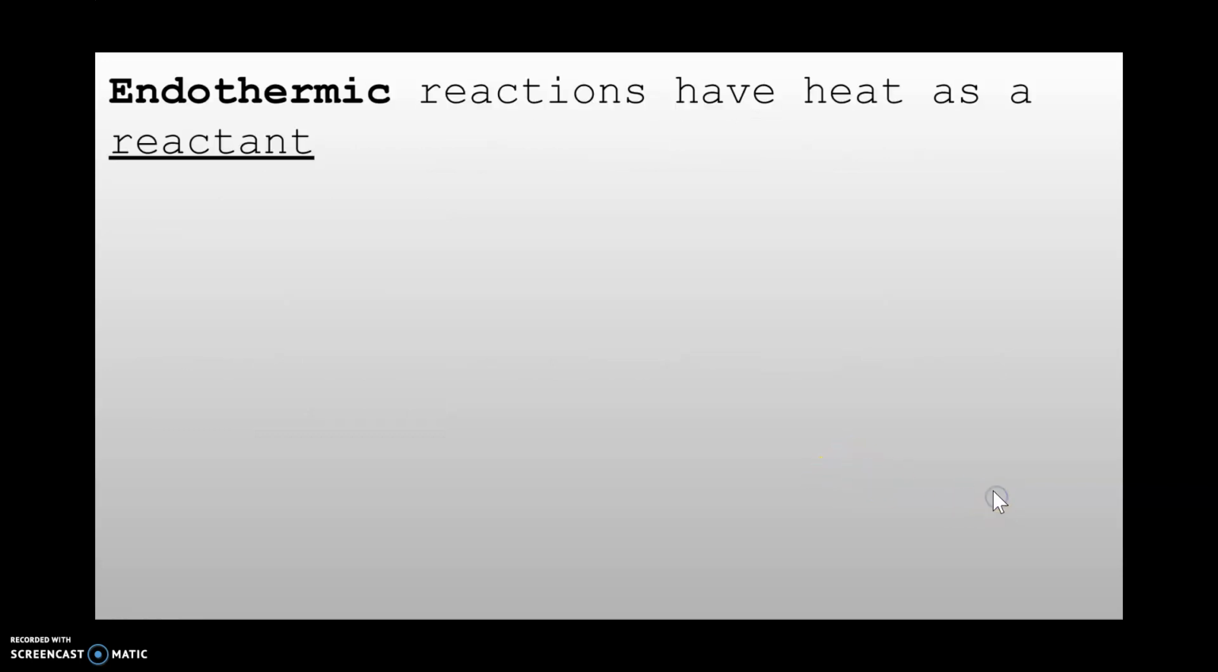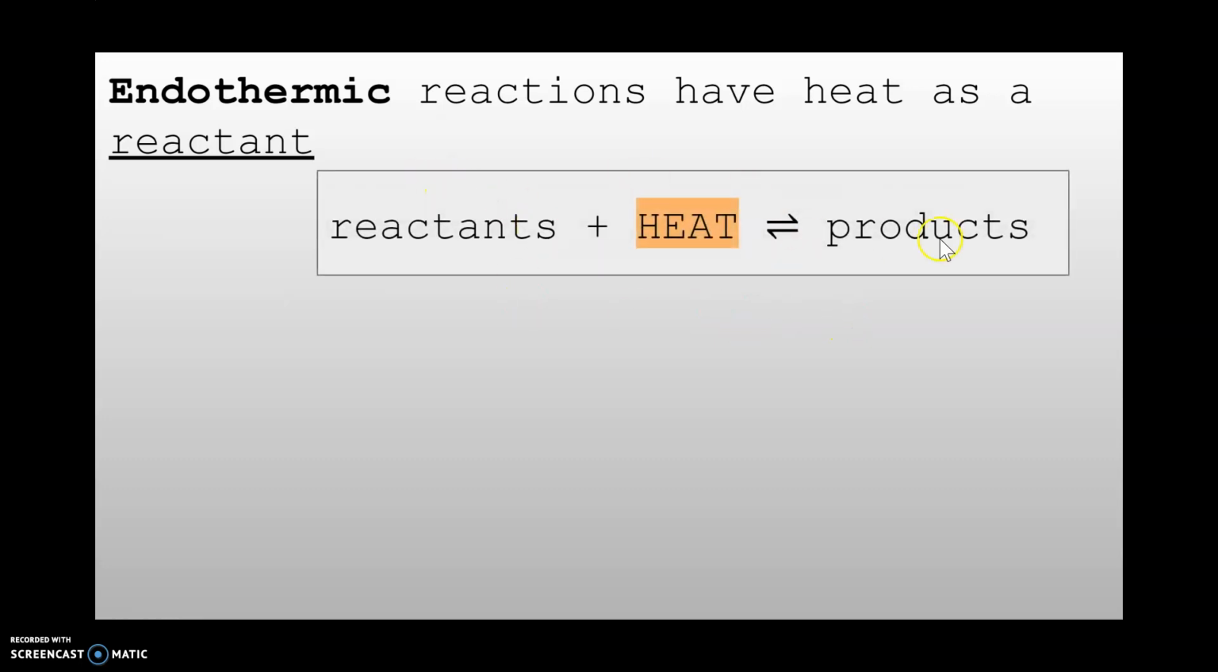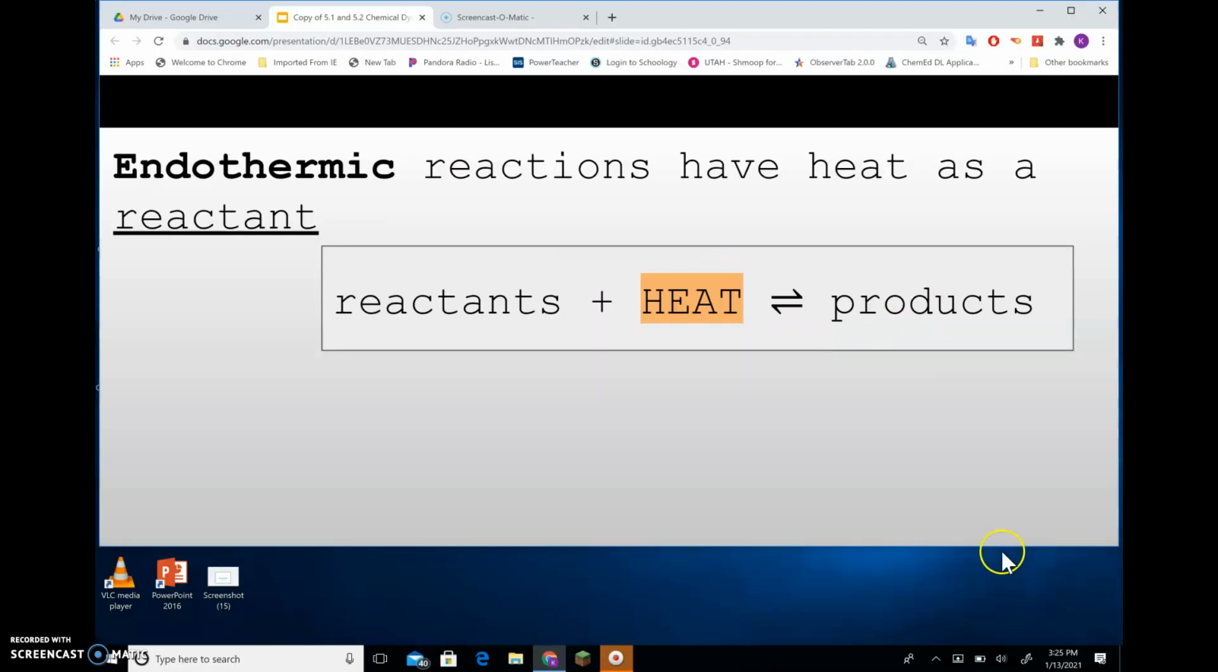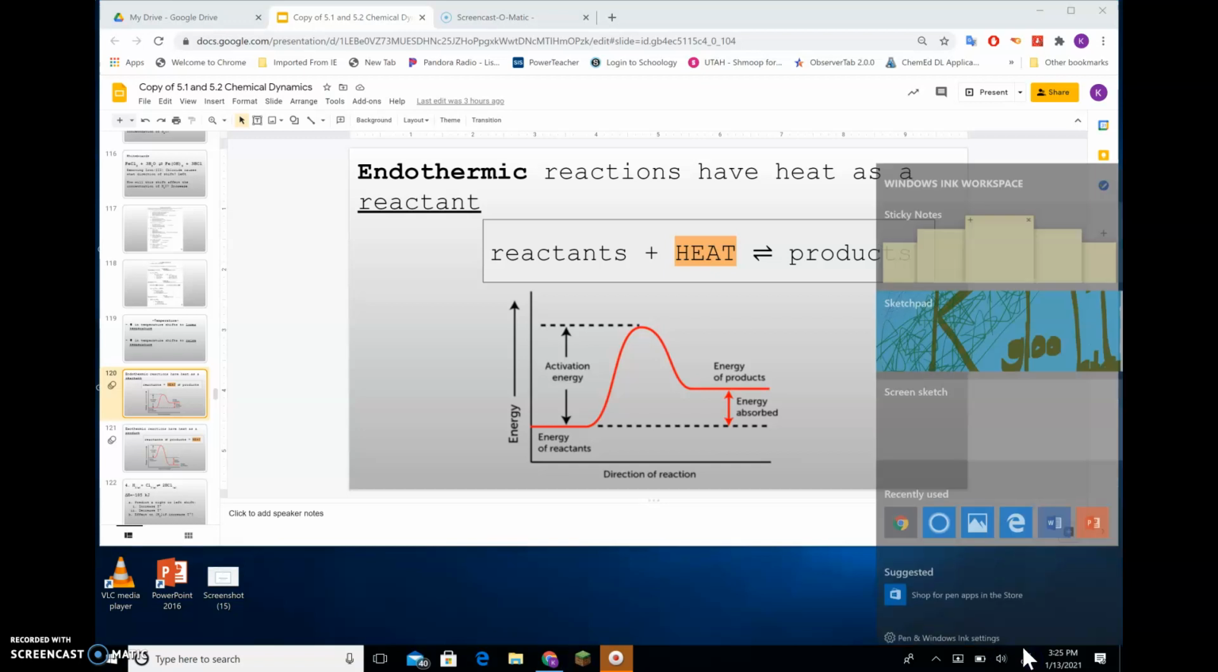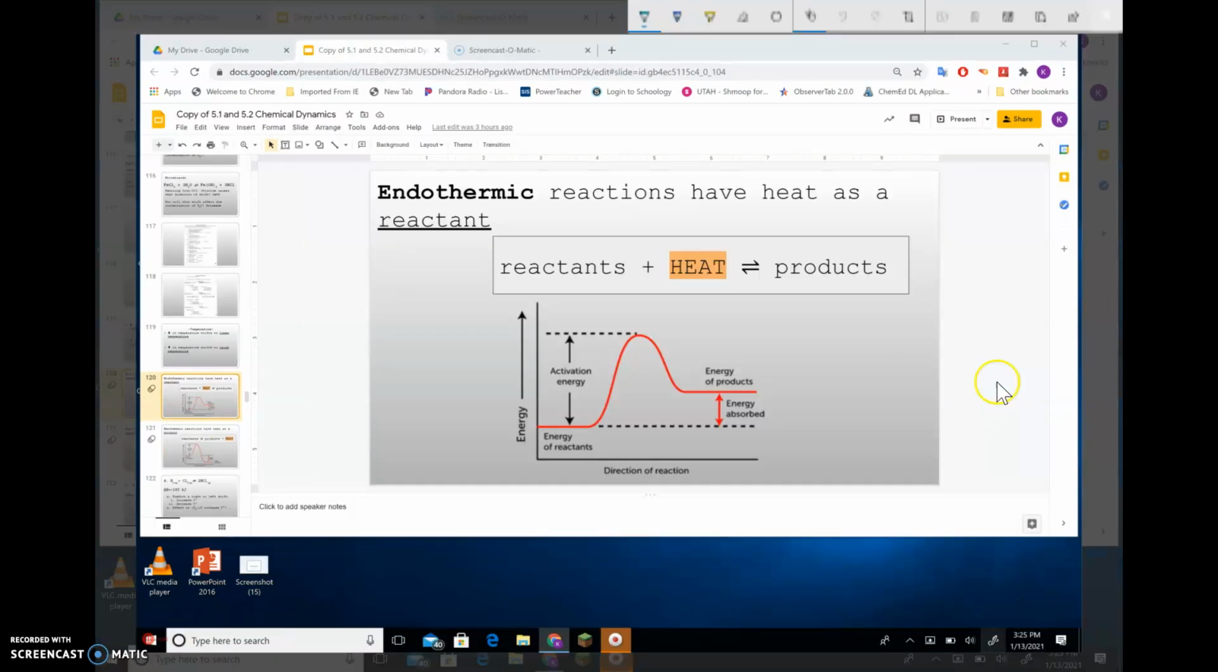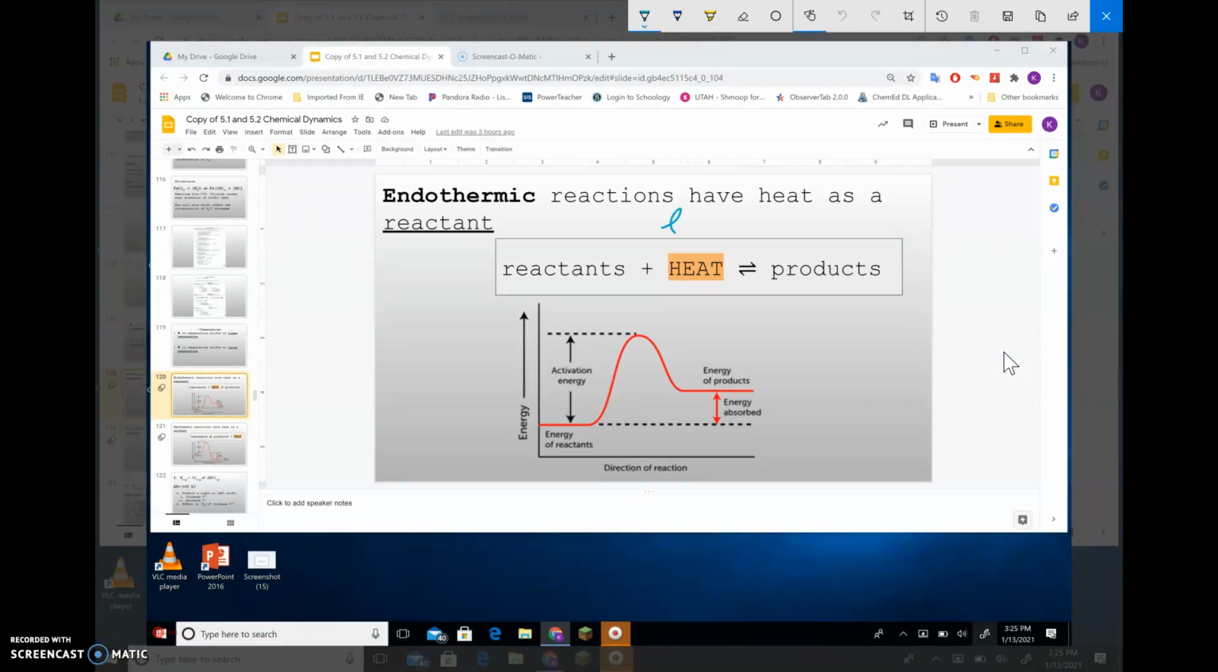Okay, so when we look at temperature, we have to now go back and talk about endo and exothermic reactions. So please remember that endothermic is when reactions have heat as a reactant. So on top of this in your paper, I would go ahead and write down endo on top of this reaction to show that this is an endothermic reaction because of that heat.